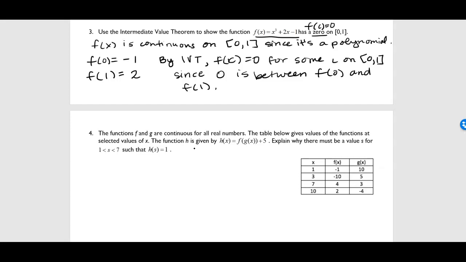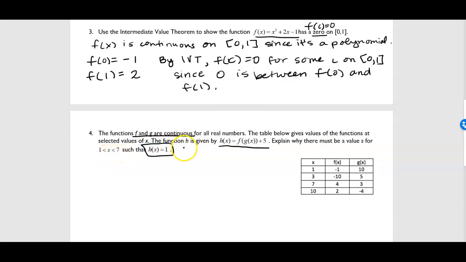Sometimes you'll see it in a problem like number 4 with a table of values. And so we have functions f and g are continuous. Again, I'm going to underline that when I see it because that's going to be important to my problem. I have a table of values with f and g, and then I have this extra function h. This is a very common type of problem in AP Calculus where they give you a function that's composed of other functions. And it says, explain why there must be a value s for s between 1 and 7 such that h of s equals 1.